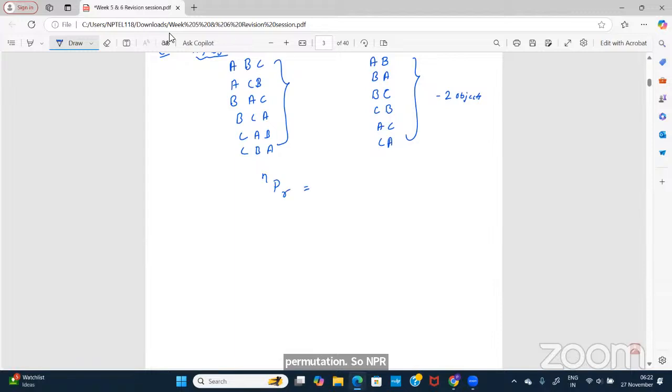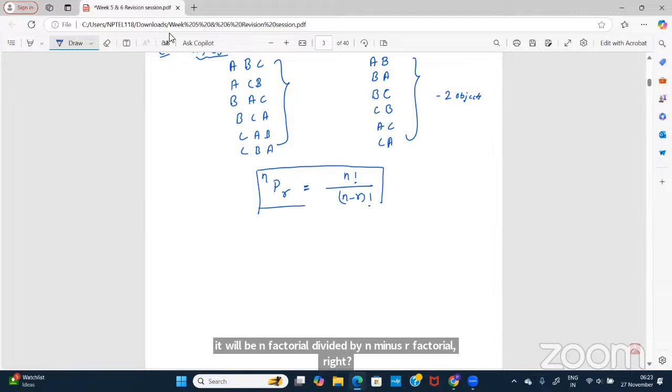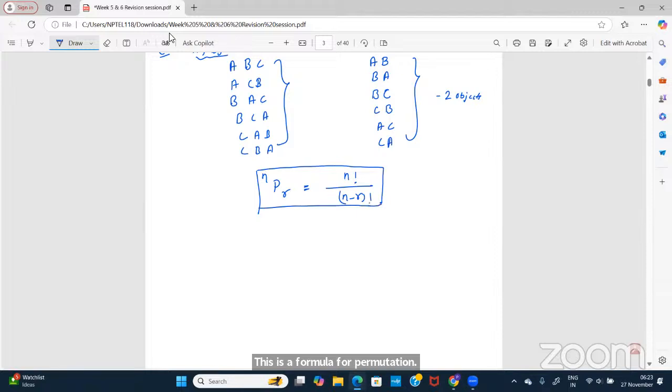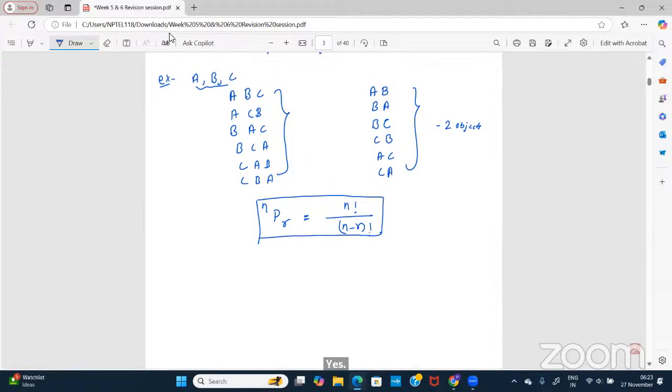Okay. Now, if we see the formula of permutation, nPr. So what is nPr? It means that out of n distinct objects, we are selecting r, and we are arranging them also. So it will be n factorial divided by n minus r factorial, right? This is the formula for permutation. Yes, ma'am.